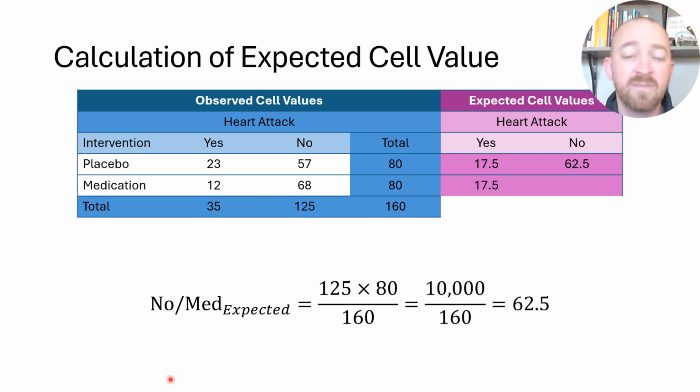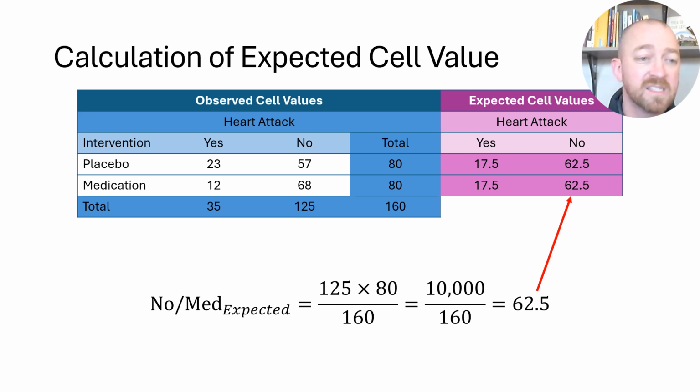So, of course, we get the same value for the people who received the medication but did not have a heart attack, which is 62.5. We just plug that right into our table. Now that we can keep track of both our observed cell frequencies and our expected cell frequencies, we can now calculate our chi-squared value.